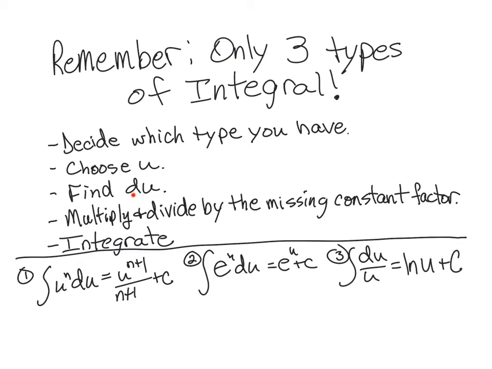But once you figure out the missing constant in the problem that you need to create a perfect du, then you're going to multiply by 1. If I need a 2, I'm going to multiply by 2 and divide by 2. The thing I multiply by almost always is the one that goes on the inside. The thing that I divide by is on the outside, and he becomes the coefficient of your final answer. Once you create the perfect du, you're ready to integrate. And remember, these are the only 3 that you need to remember.